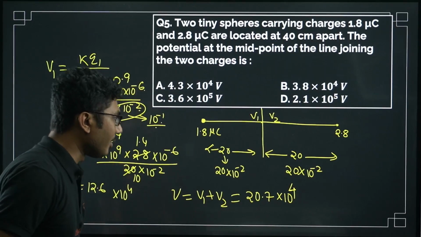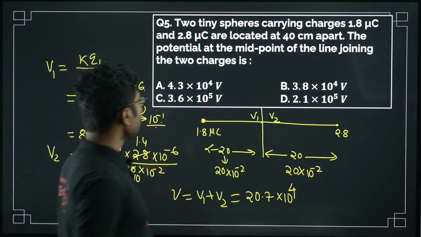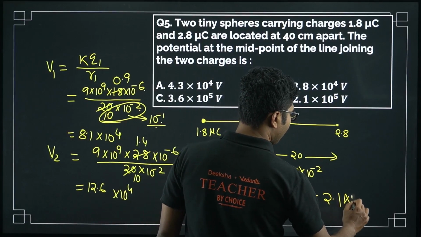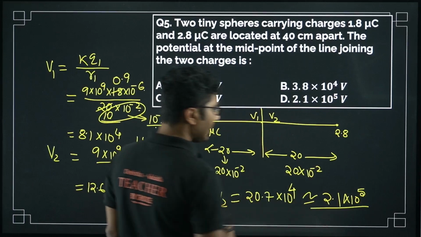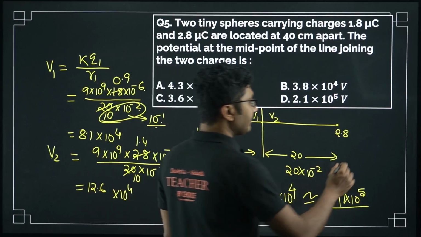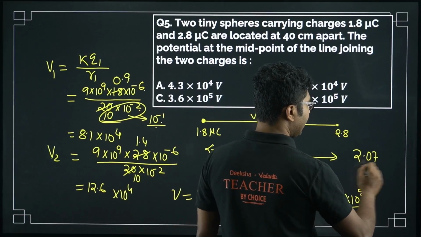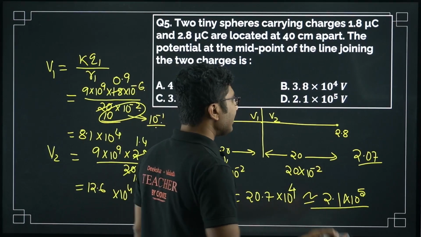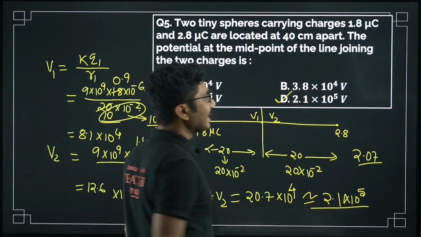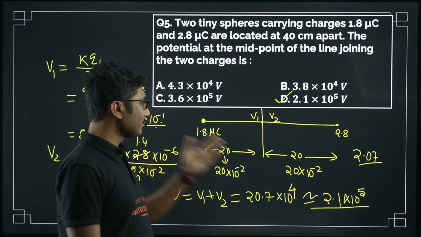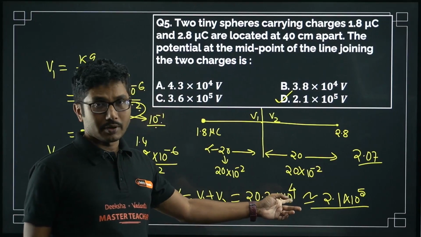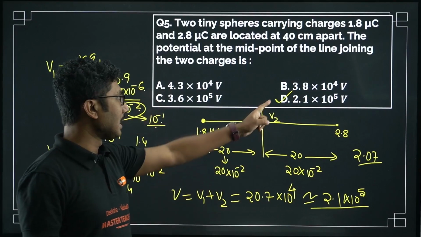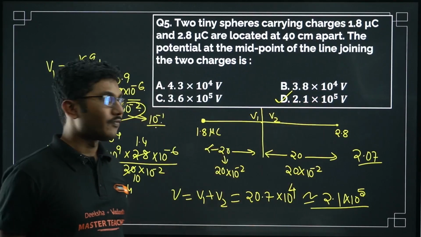20.7 into 10 to the power of 4, or you can approximate this to be 2.1 into 10 to the power of 5. Okay, so if you shift it, it will be 2.07, right? 2.07 can be approximated to be 2.1. Don't worry, we have already calculated. We can see that this is the correct answer. So in this case, as soon as you get 20.7 into 10 to the power 4, you realize that there is only one term having 2, so that will be the answer, as the answer 10 to the power of 5 is given over here.